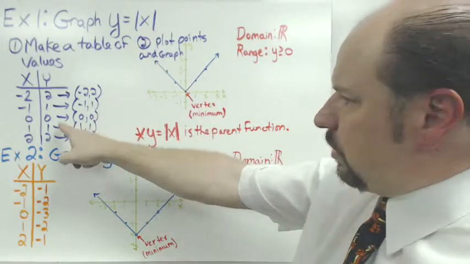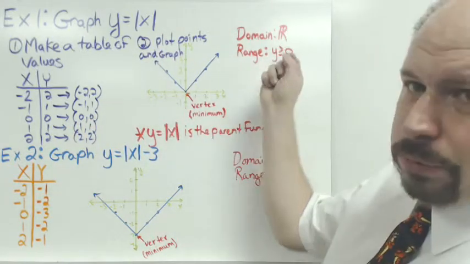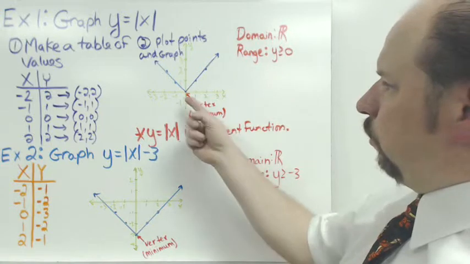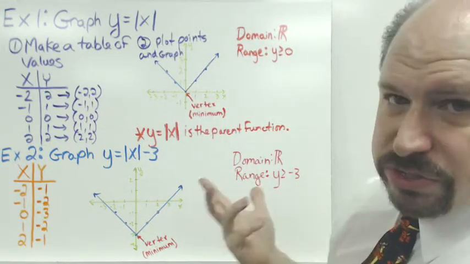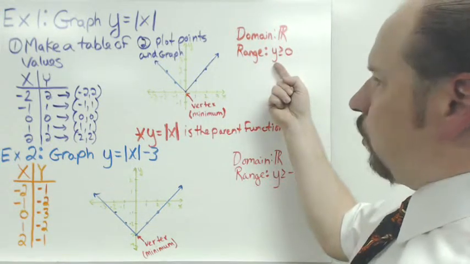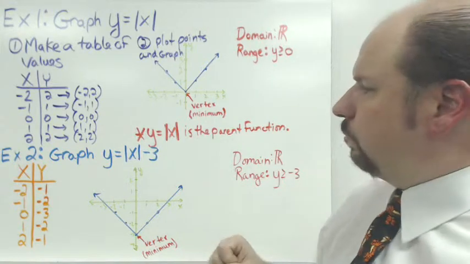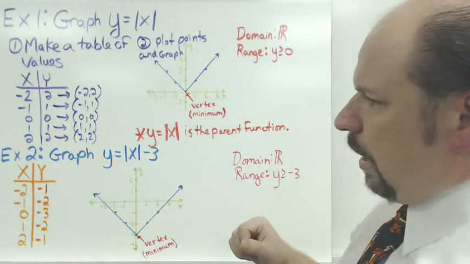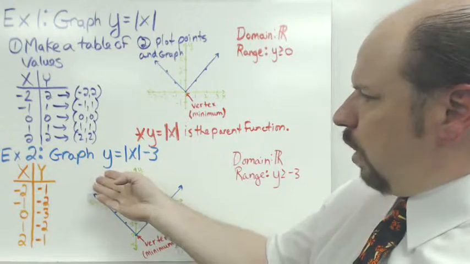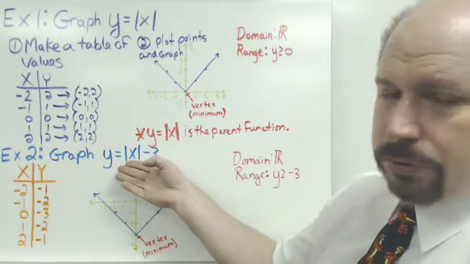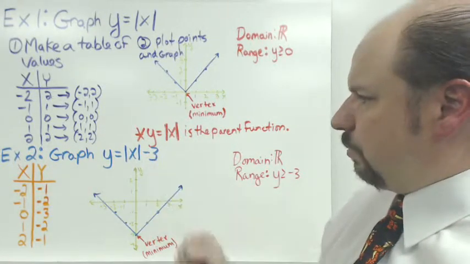And so this minimum value, remember, represents the smallest value that we will get in our range, which is 0. So our range is y is greater than or equal to 0. Okay, next graph. Graph y equals the absolute value of x minus 3.